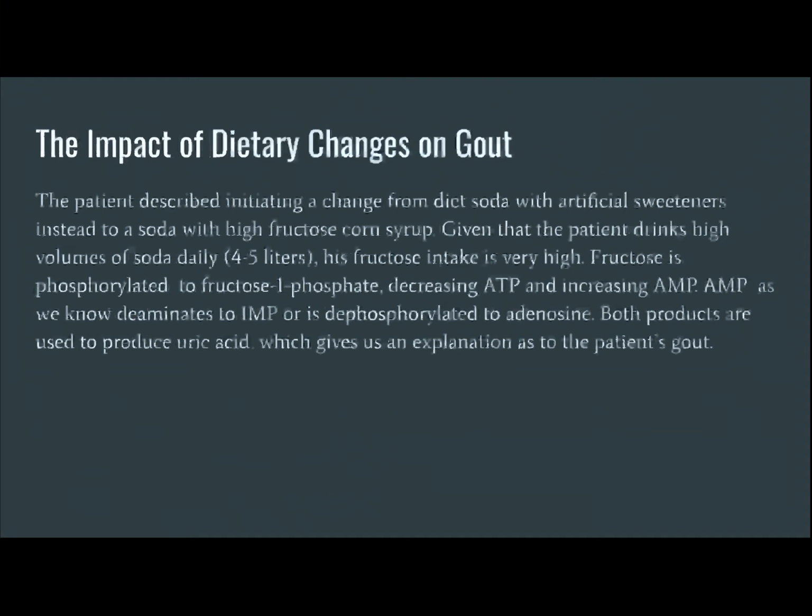Fructose is phosphorylated to fructose 1-phosphate, which decreases ATP while increasing AMP, which deaminates either to inosine monophosphate or is dephosphorylated to adenosine. Both IMP, or inosine monophosphate, and adenosine are used to produce uric acid, which we all know is now the cause of gout.